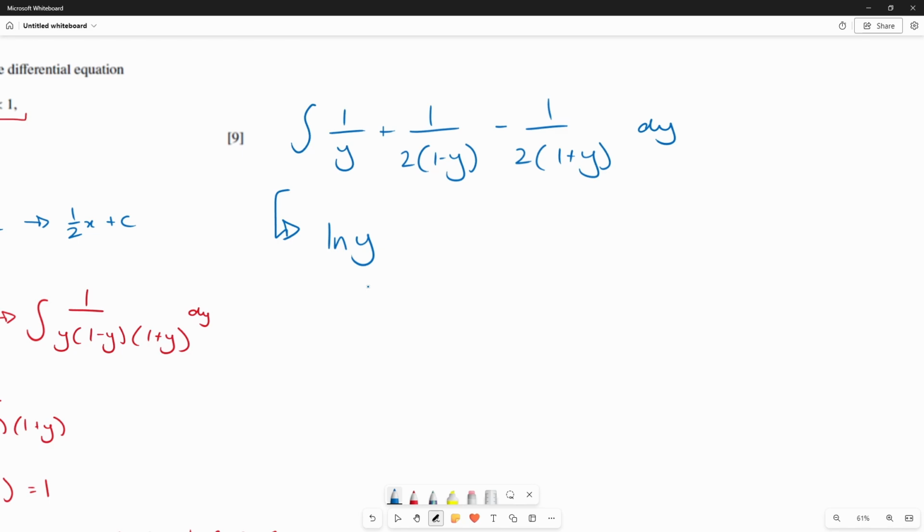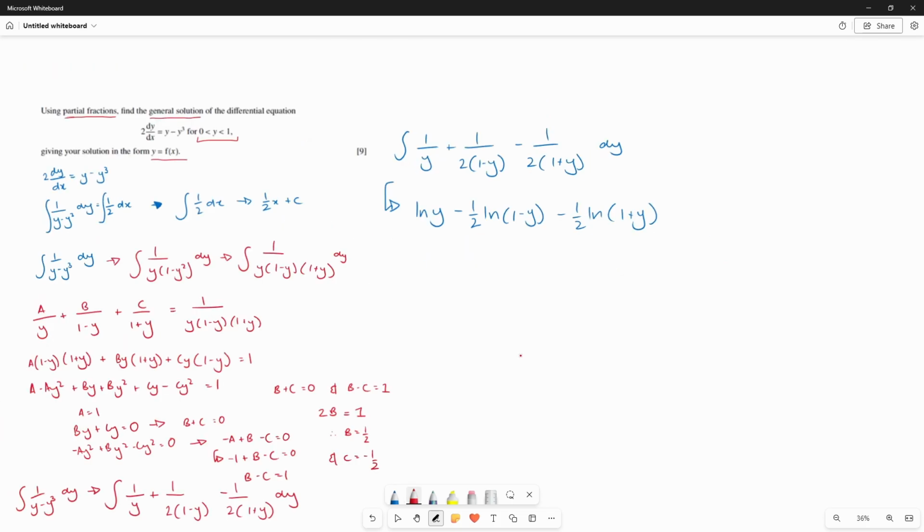When we integrate 1 over 2(1 minus y), we'll get minus a half ln(1 minus y). And when we integrate this, we'll just get minus a half ln(1 plus y). Remember, the left-hand side of our differential equation equals the right-hand side, so we'll equate them together.